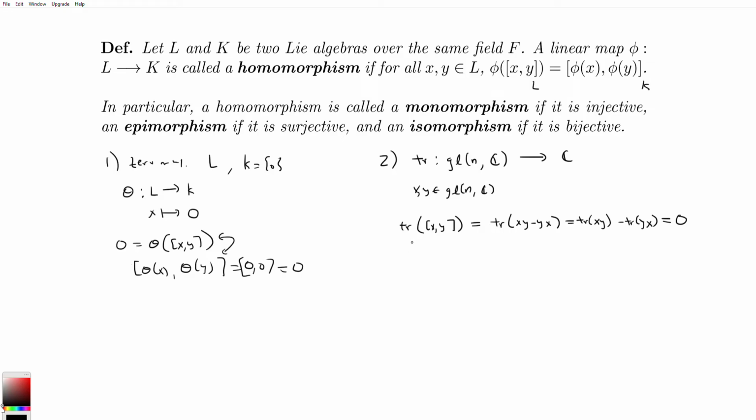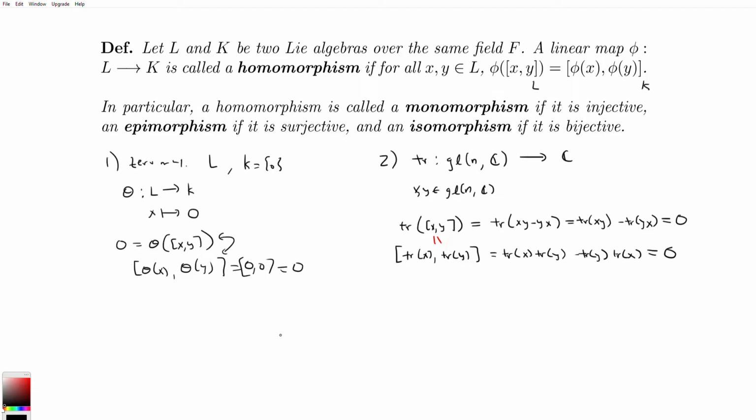Okay, now let's try it the other way. What happens if I take the trace first and then I bracket? Well, this is just going to equal trace of x times trace of y, minus trace of y times trace of x. And these guys are just complex numbers, so of course they commute. It's going to equal 0. Okay, so what that tells us is that these two guys here are equal, and so we have that the trace is a homomorphism.